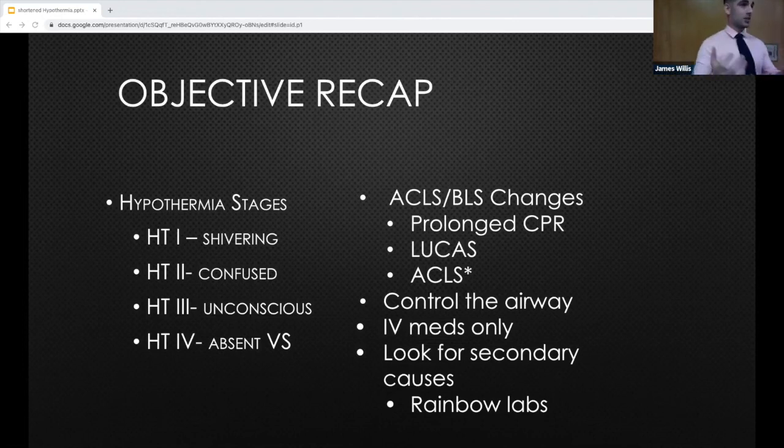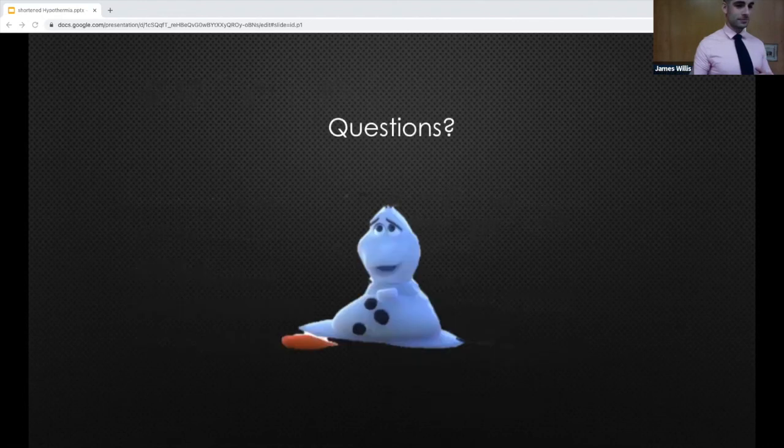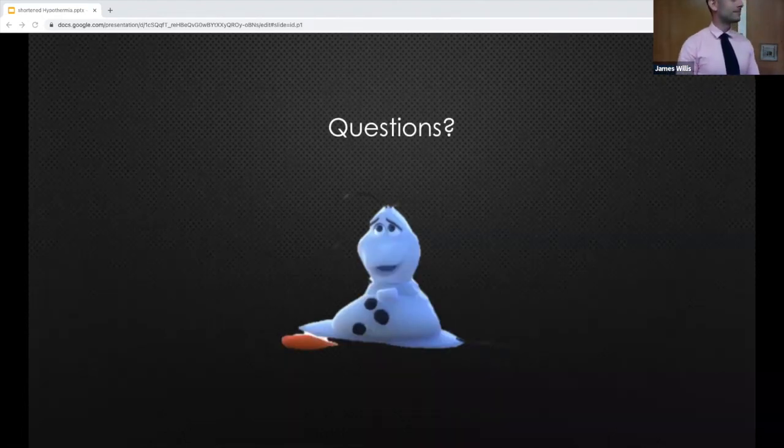And if you forget all the changes in ACLS, then that's fine because the AHA says that's what you're supposed to do anyways. Control the airway, IV meds only, and make sure we're looking for secondary causes. But again, if you forgot exactly what labs you're supposed to draw, just get everything and it'll cover whatever it is that you might have to add on later on. So that's my spiel.